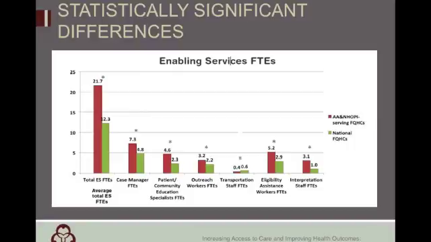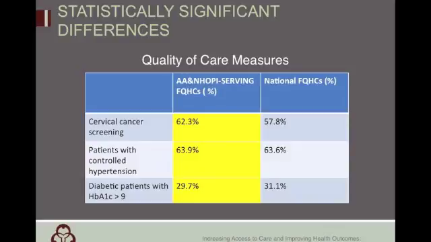In terms of utilization, we compared average total encounters as well as enabling services encounters and total enabling services costs. Average total encounters is about 45% higher amongst ANHOPI serving FQHCs, with the most notable differences in enabling services encounters and enabling services costs. I want to point your attention to the average total costs related to enabling services for ANHOPI serving FQHCs. It's almost double the national average, so 1.8 versus 958, basically. Next slide, please.